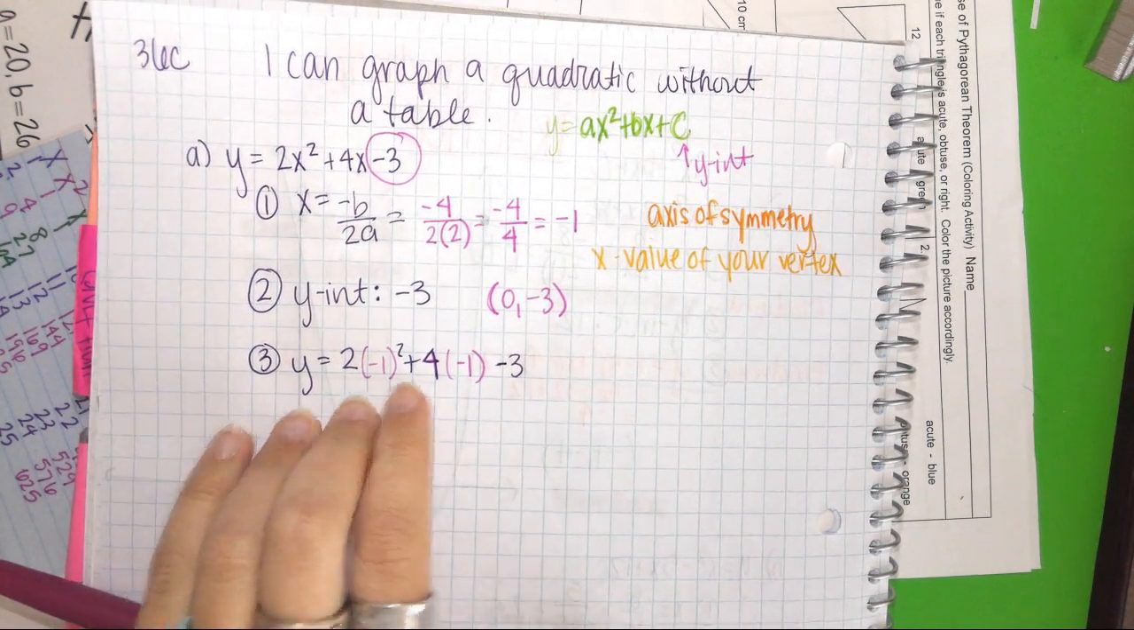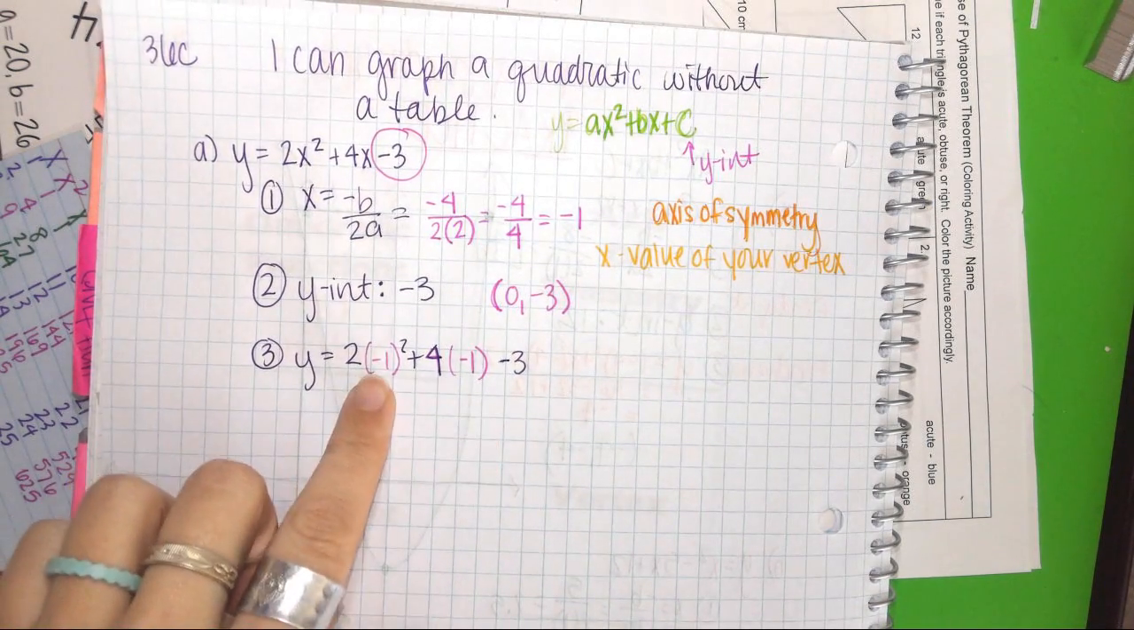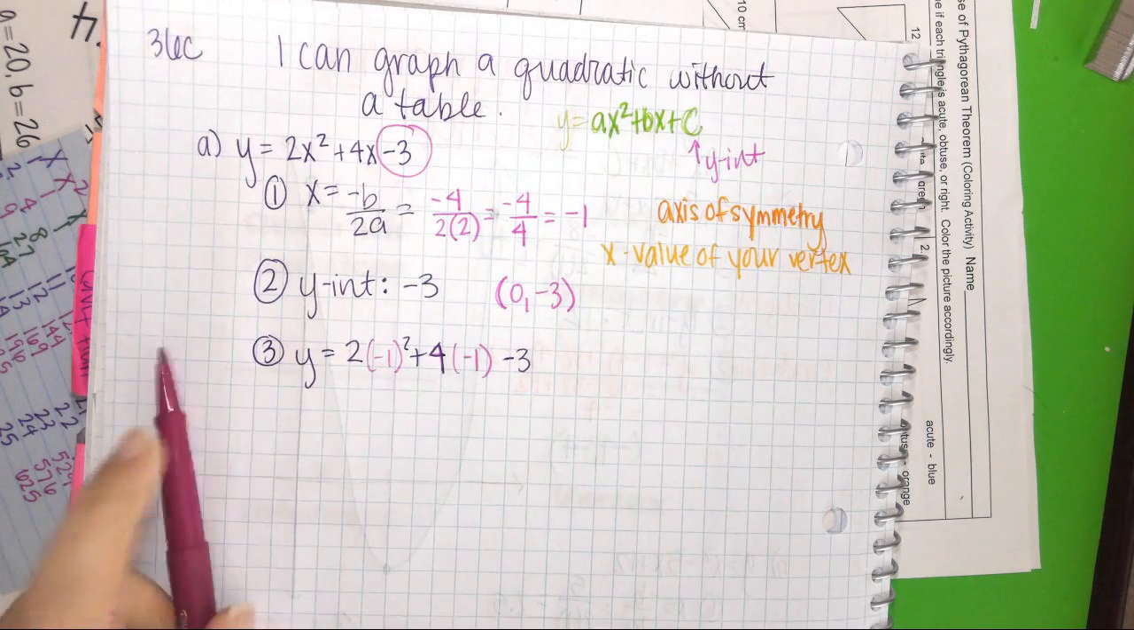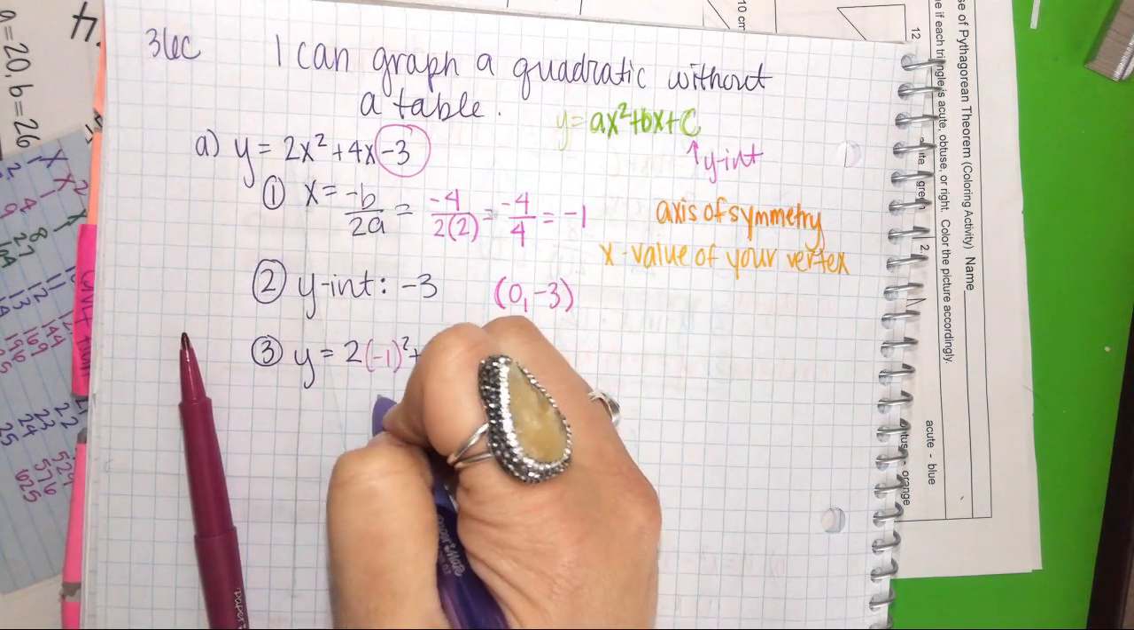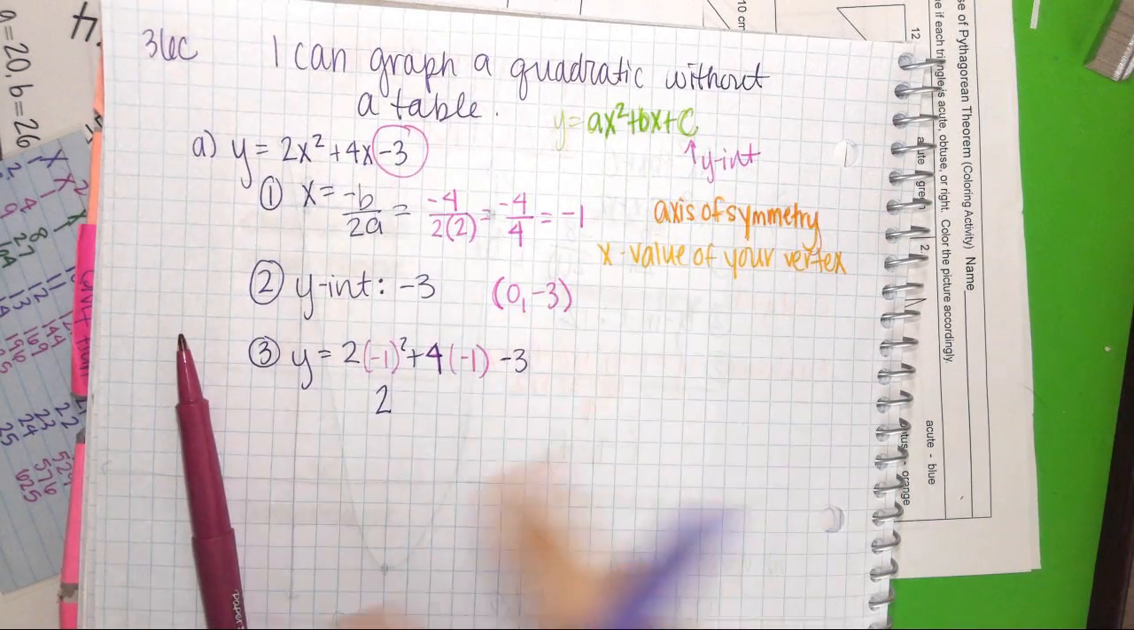Now, what do we do from here? Are we done at this step, or do we need to work it out? We have to work it out. So what's -1 squared? And what's 1 times 2? Okay. What is 4 times -1?